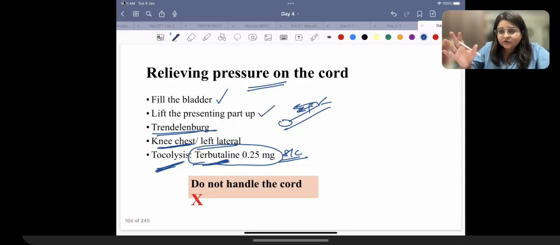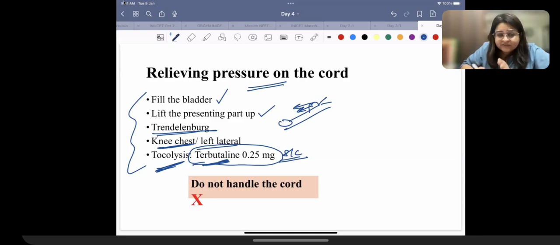Filling the bladder is going to push the presenting part away. A full bladder doesn't let the presenting part come down. Okay, or you manually with your finger lift the presenting part up. Put the patient in such a position जिससे cord पे pressure कम हो, जैसे Trendelenburg, knee chest position, left lateral. So you don't have to do all of these. One or two of these you need to do while you're shifting the patient for a cesarean section. Okay, you can give any tocolysis, but I'm just telling you what is commonly given.